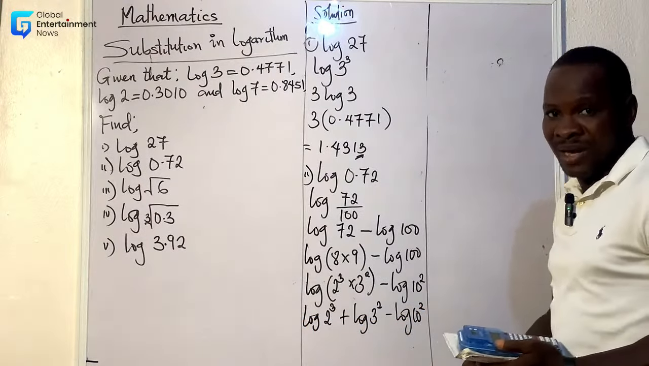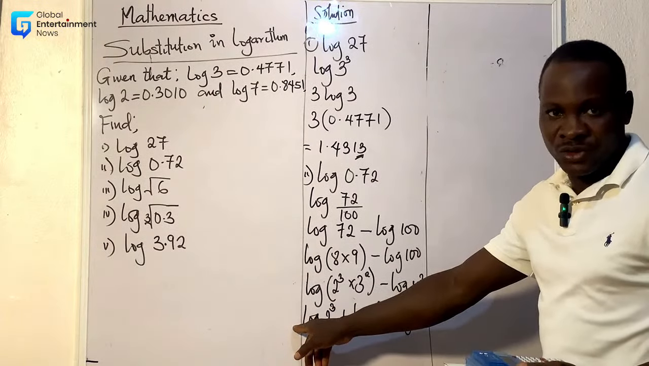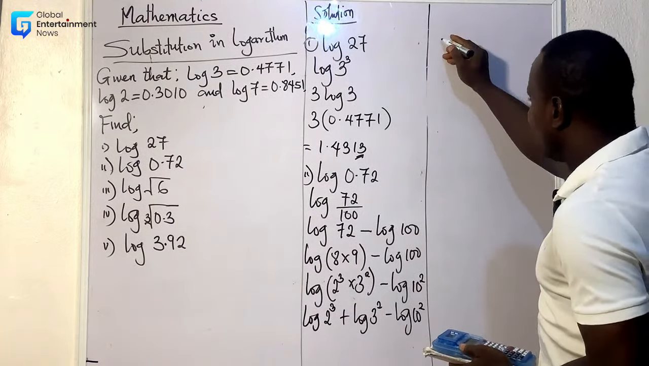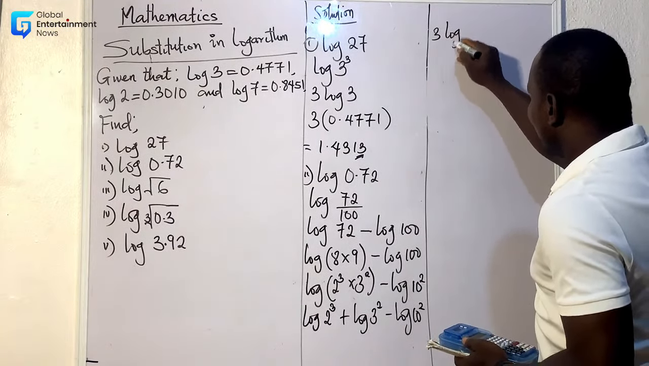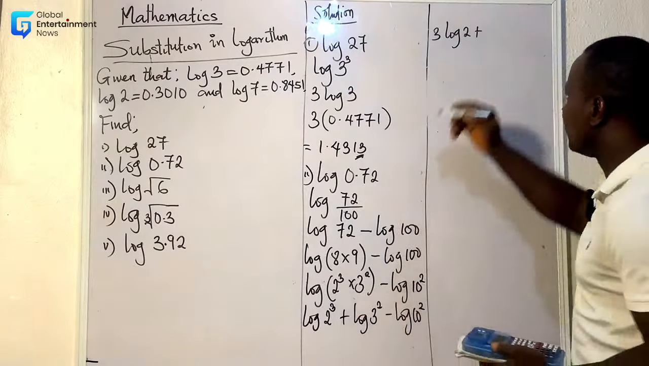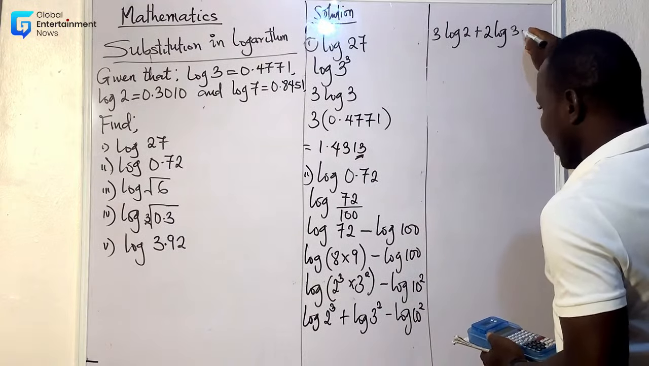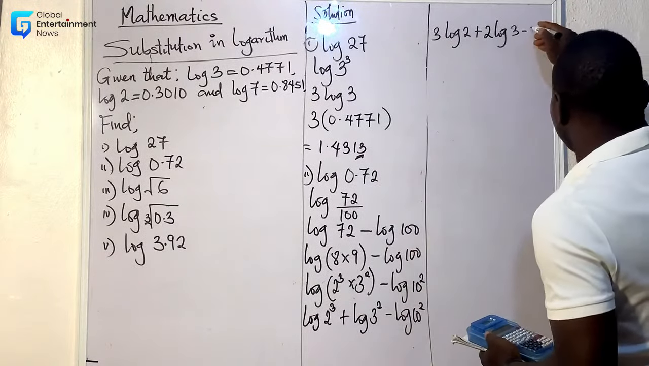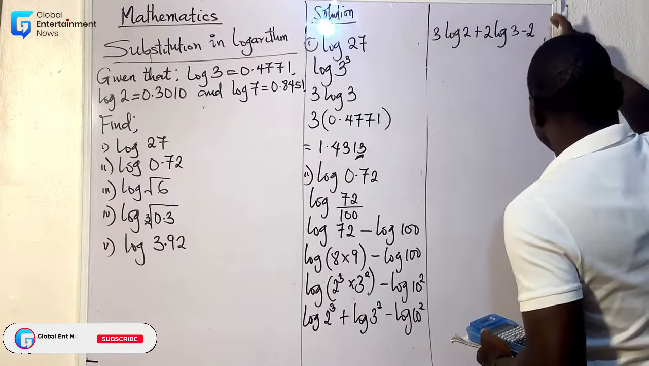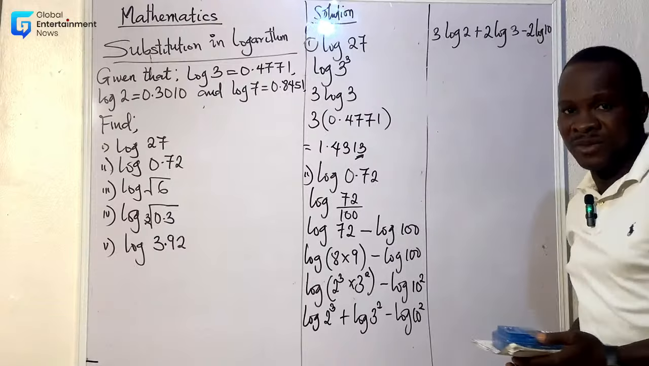Now, if you remember, once we have the power, it will surely go to the front. Do you still remember? Yes. So what do we have now? We now have 3 log 2 plus, 2 will go to the front, 2 log 3, then minus, the 2 will also come to the front, 2 log 10. Are you with me, please?